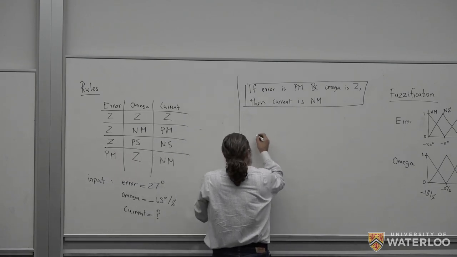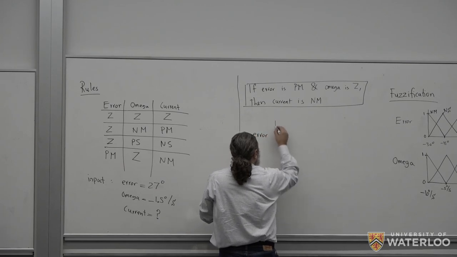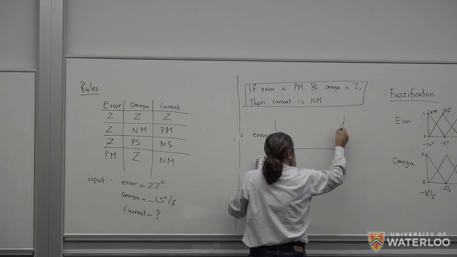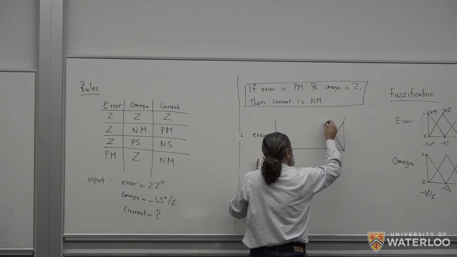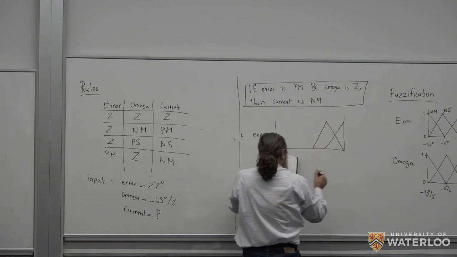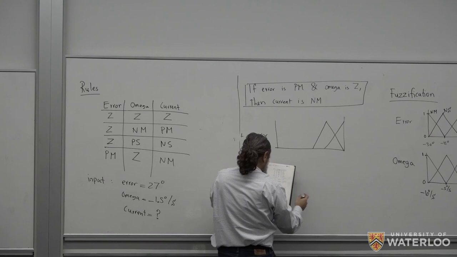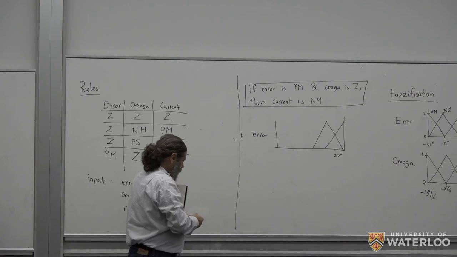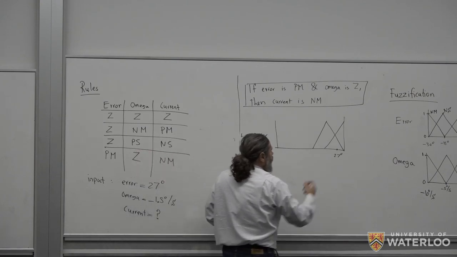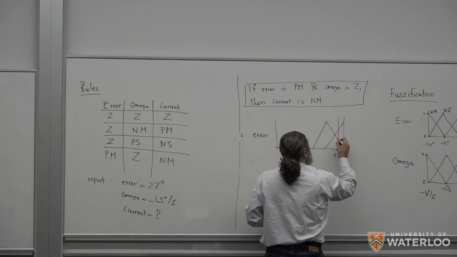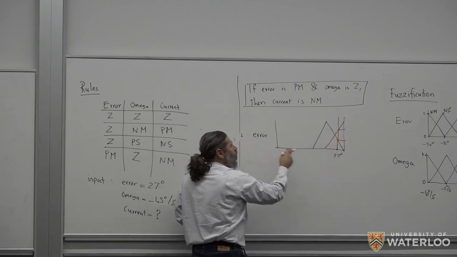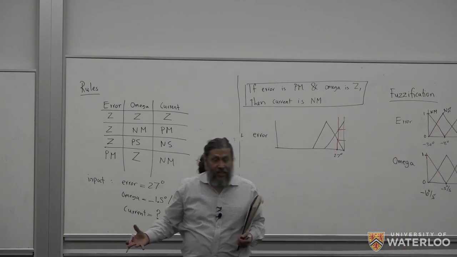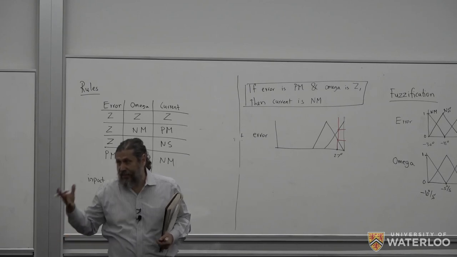Okay. So if you look at the error, if I look at 27 degrees, 27 degrees will be somewhere here, right? 27 degrees will be somewhere there. And I will cut these two functions. And you see that I'm not drawing the other ones, because for this rule, they are irrelevant. We say that they are not firing.